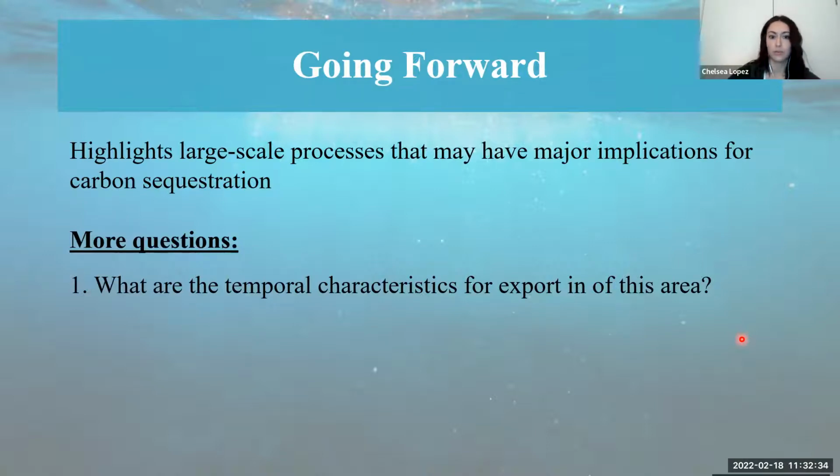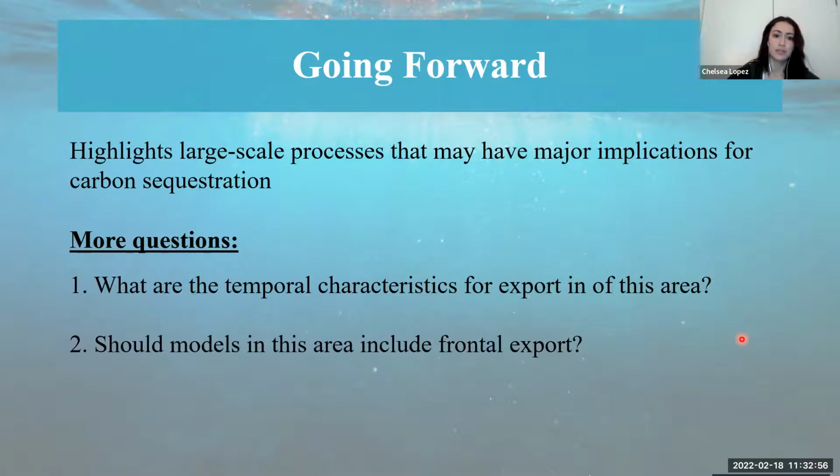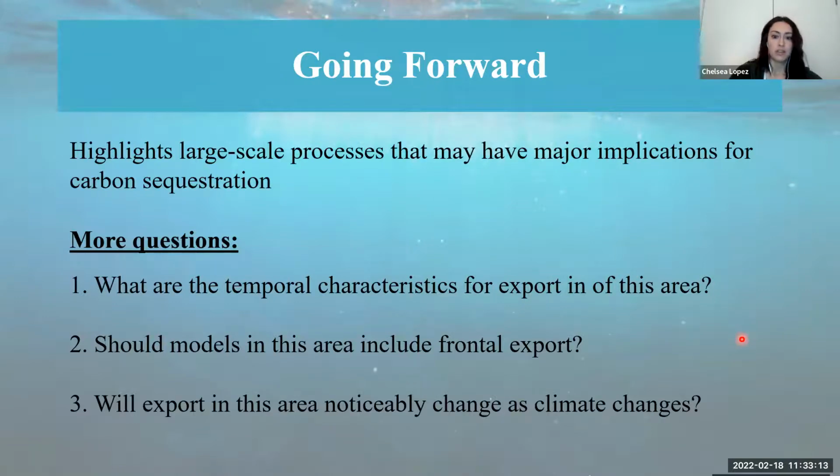What's going on? So what are the temporal characteristics? We don't really have the data to explore that right now. So how would it change between years? How does it change in 10 years? There are big climatological events that happen through that area, like the blobs, so heat blobs that go through the Northern Pacific. How would those affect it? And should models include frontal export? Because here we're looking at one transect, but these fronts cross the entire basin. So that would be a lot of export going on. So do we need to include that in models, and how important is it for our carbon budgets? And then will it change as climate changes?